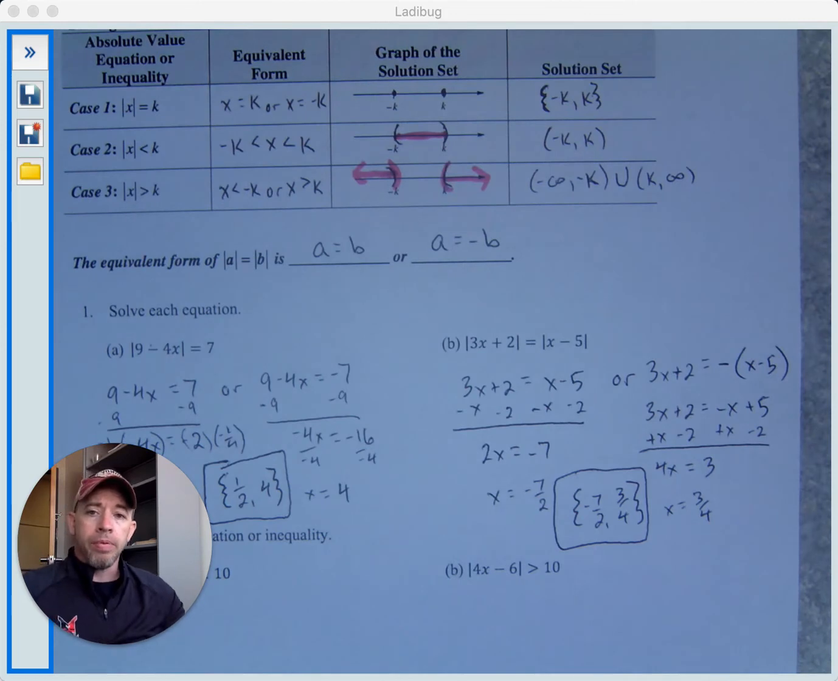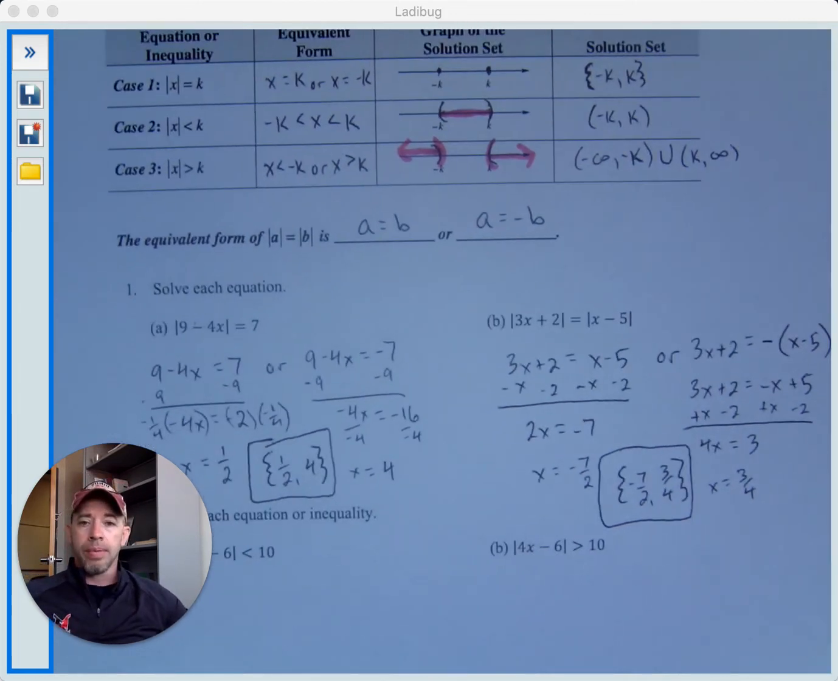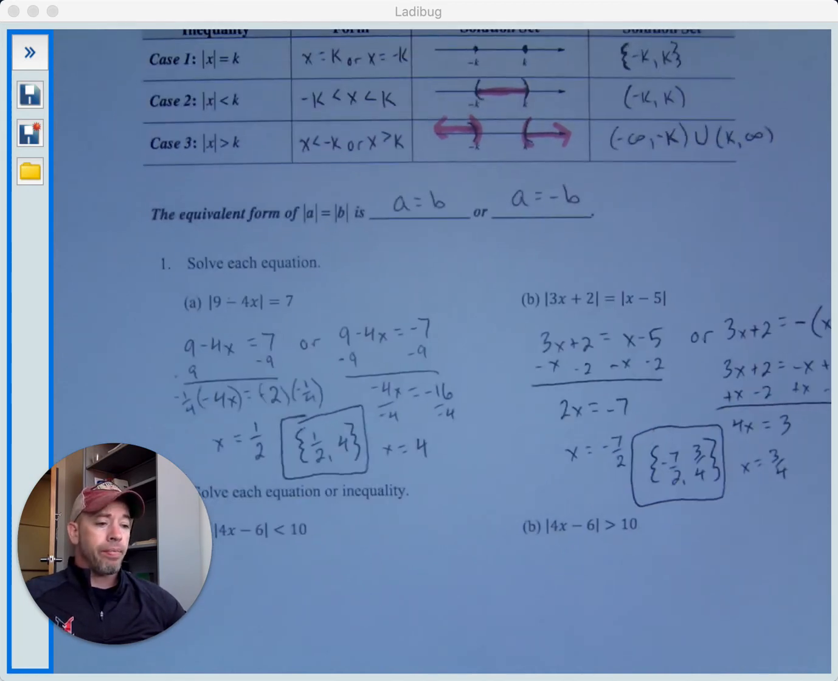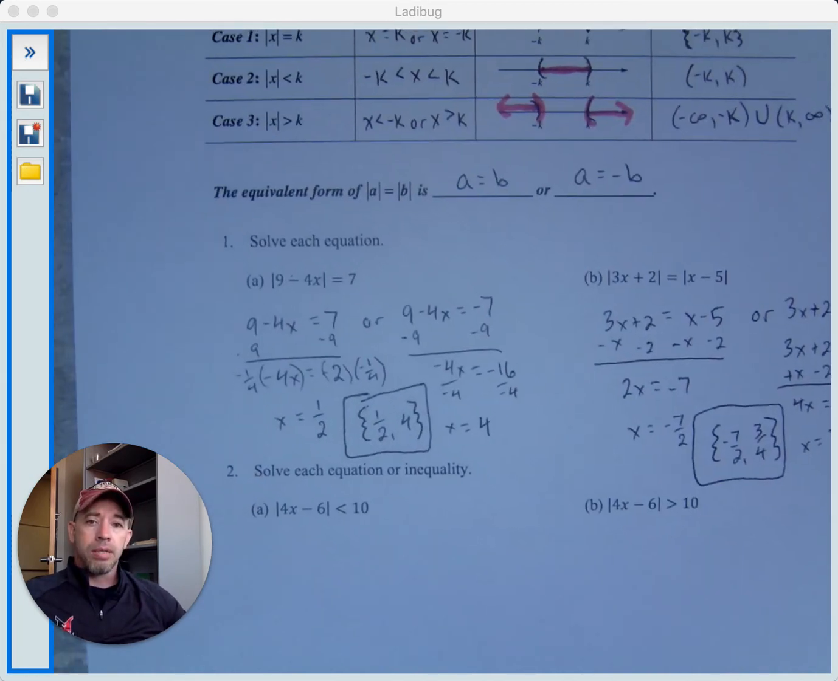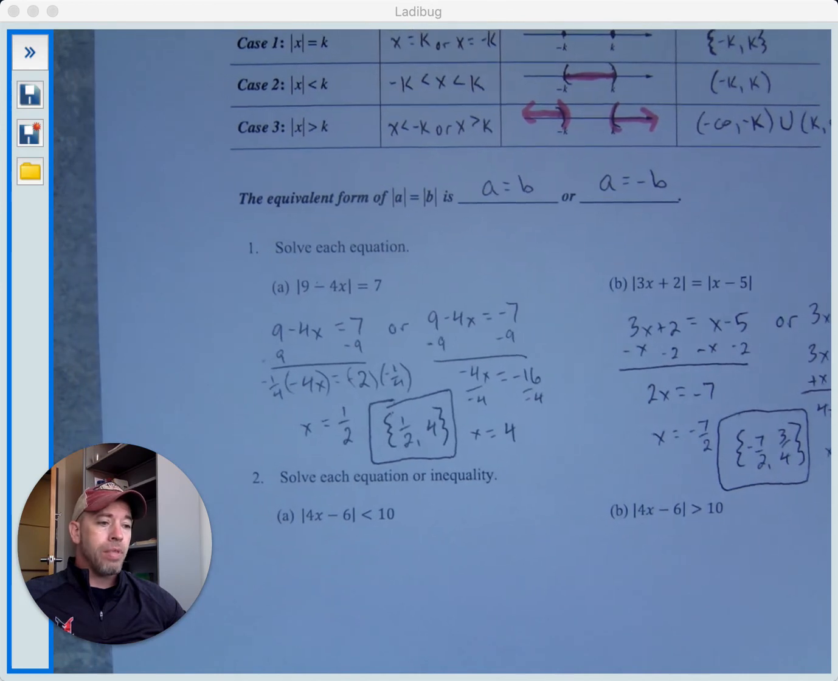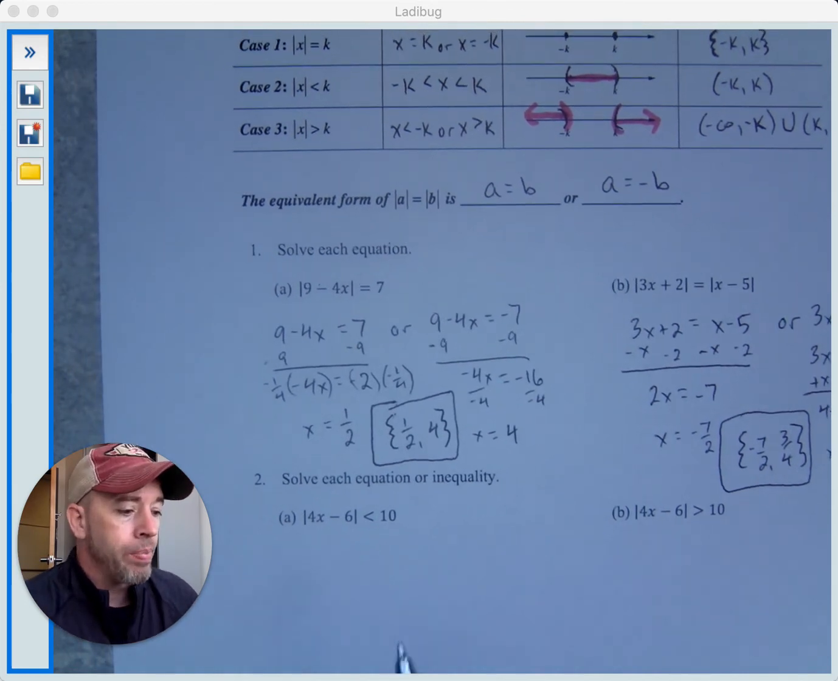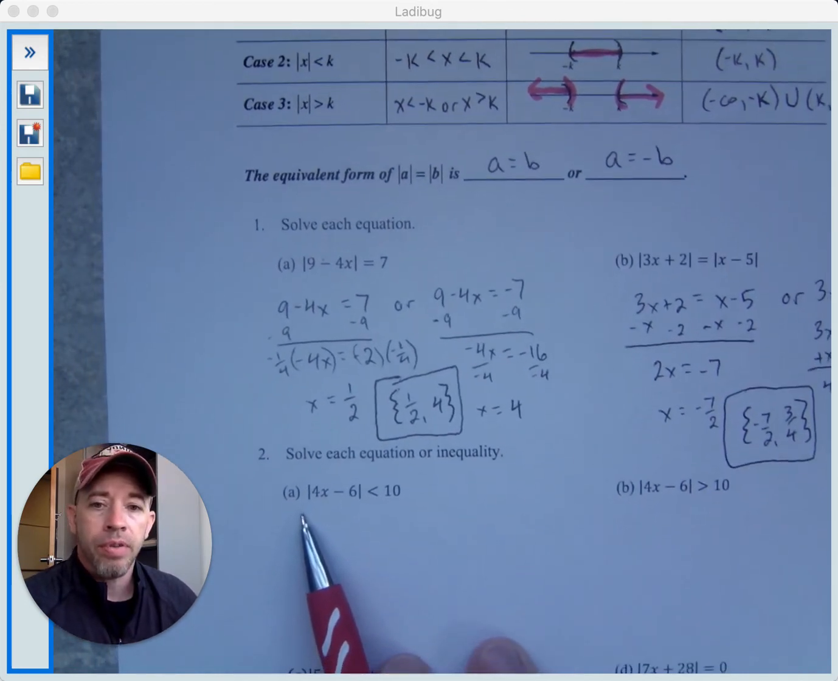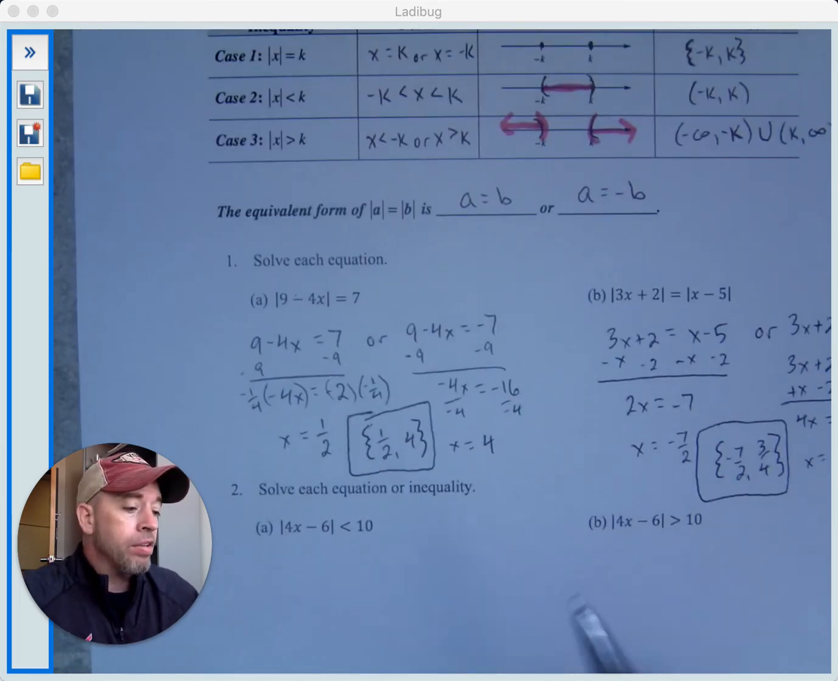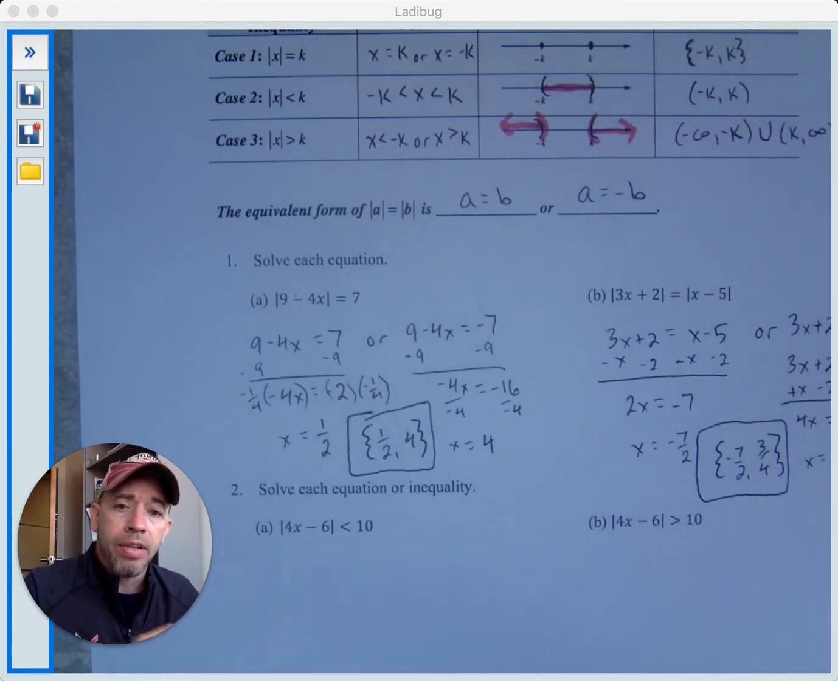So those are a couple of fairly typical absolute value equation problems that we could solve, and we'll look at some more on the next page too. But now we're going to move to absolute value inequalities. If we follow the cases, we should be fine. So if we look at part A and number 2, we want to solve, oh, by the way, we're not asked to graph on this page, but you could graph these if you wanted to.